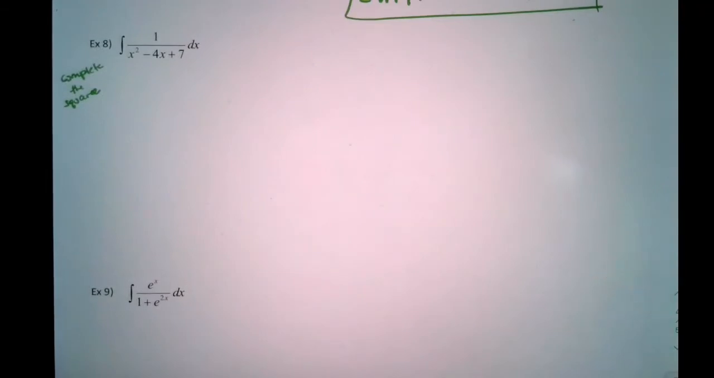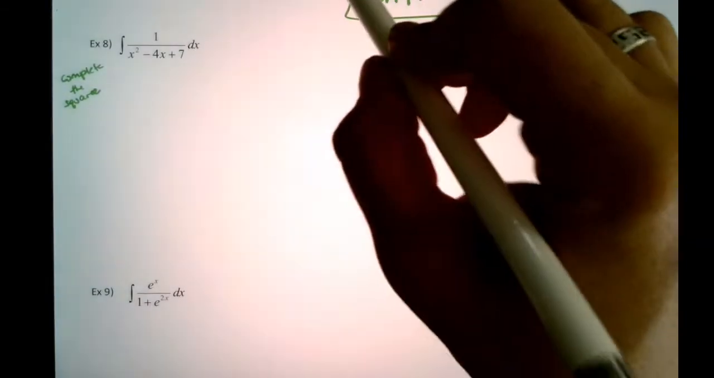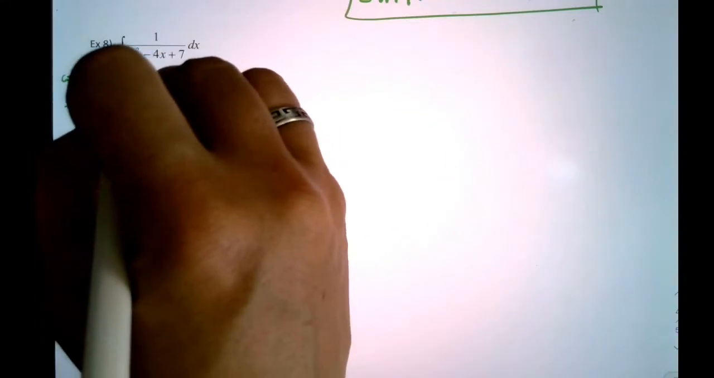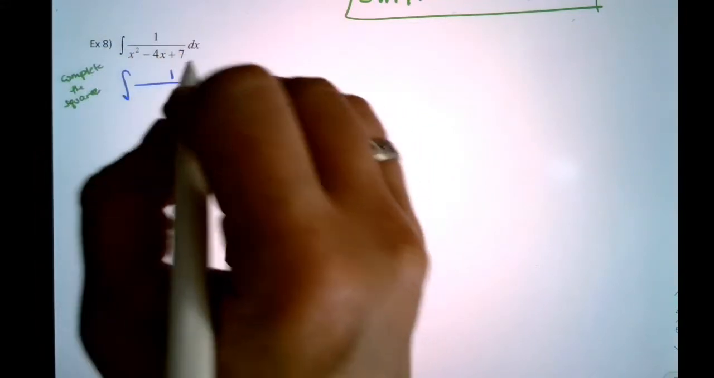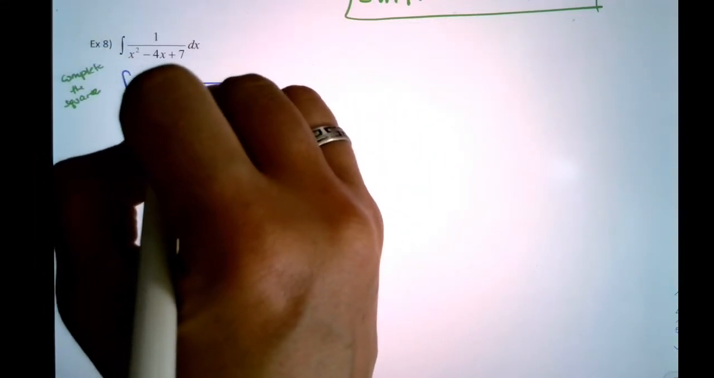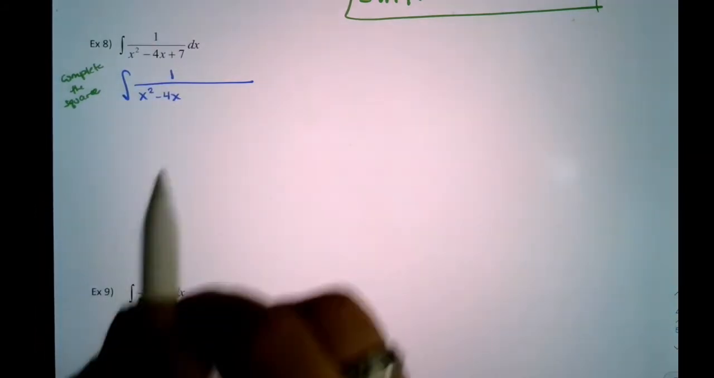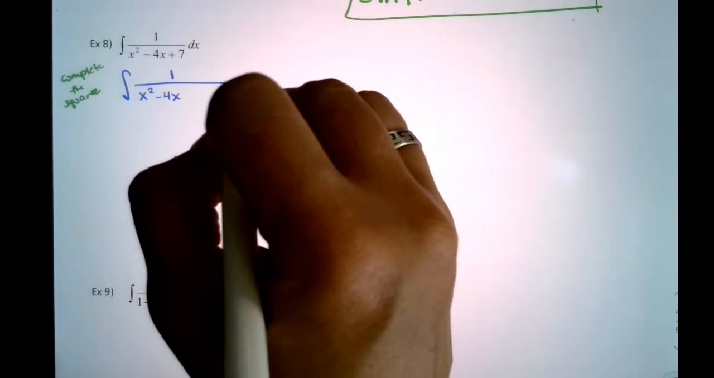And I'm going to do this. So here's what I'm going to do. I'm going to rework this integral, and I'm going to do it in a really weird way. I'm going to leave the x squared and the 4x. I'm going to leave myself a big space. And I'm going to move the 7 over here.